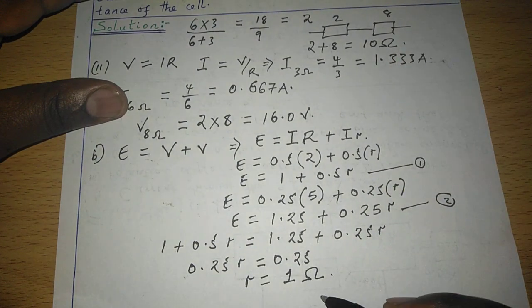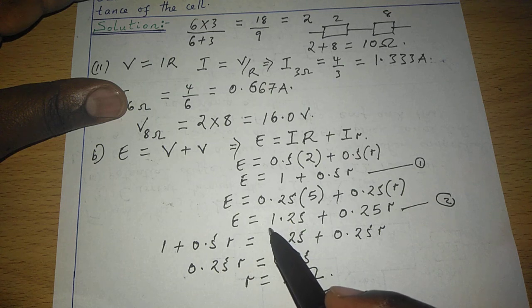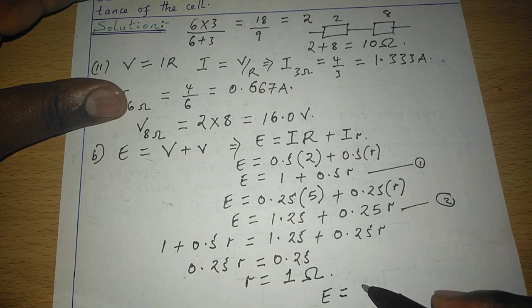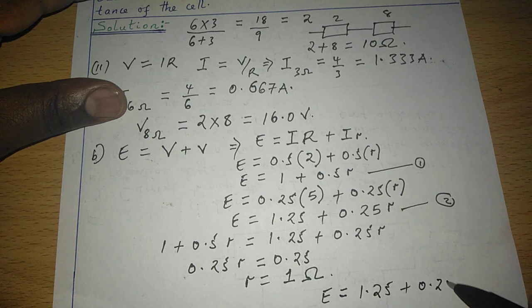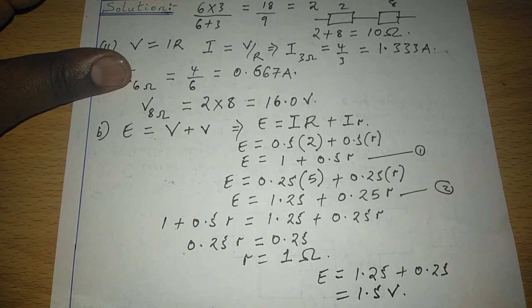Now that we've gotten 1 ohm as the internal resistance, we can get the EMF of the cell by substituting in one of the equations. So when we substitute in the second equation, for example, we shall have 1.25 plus 0.25 multiplied by 1, which remains 0.25, and this will give us 1.5 volts as the EMF of the cell.